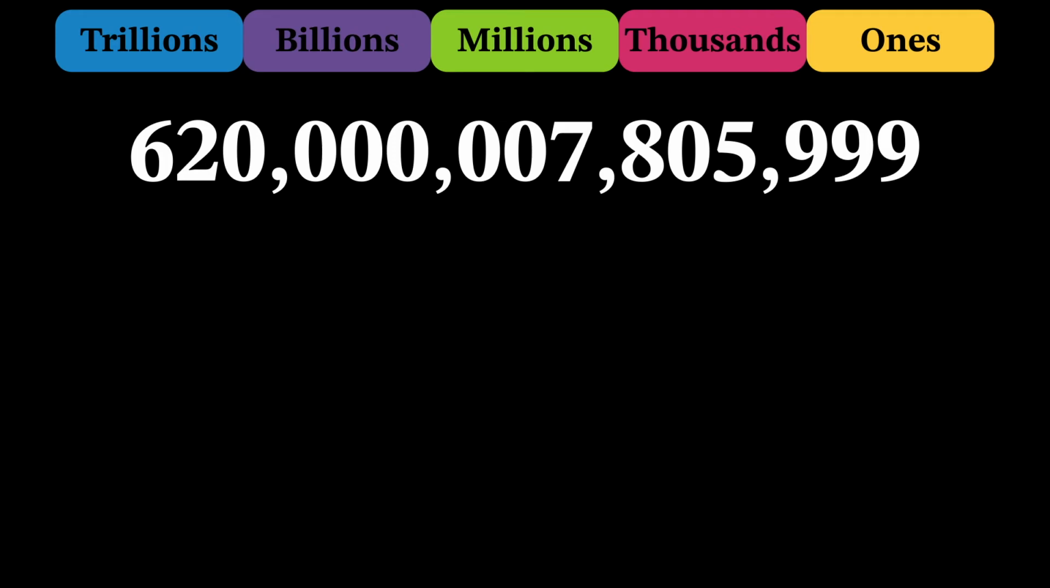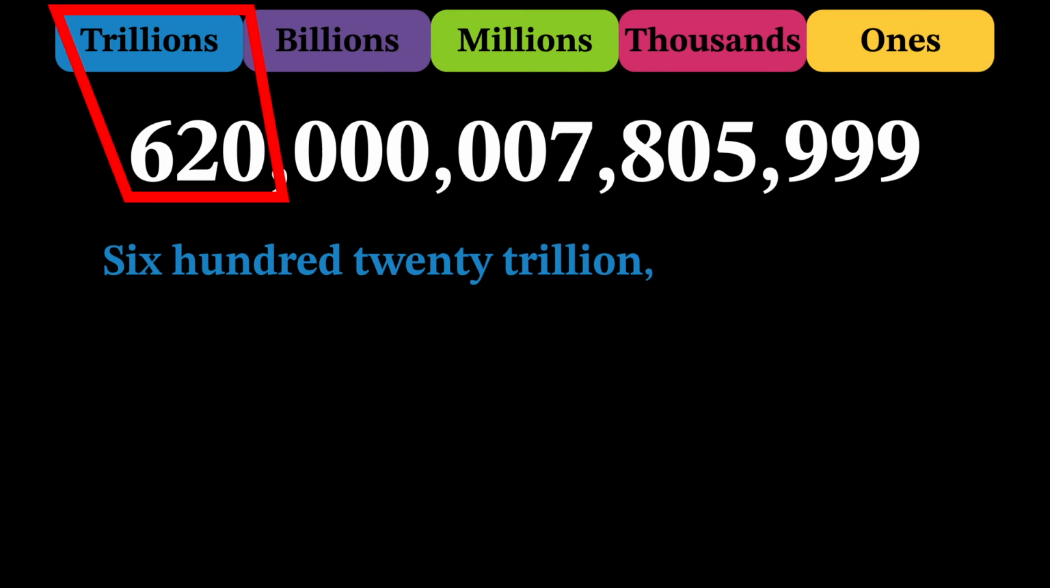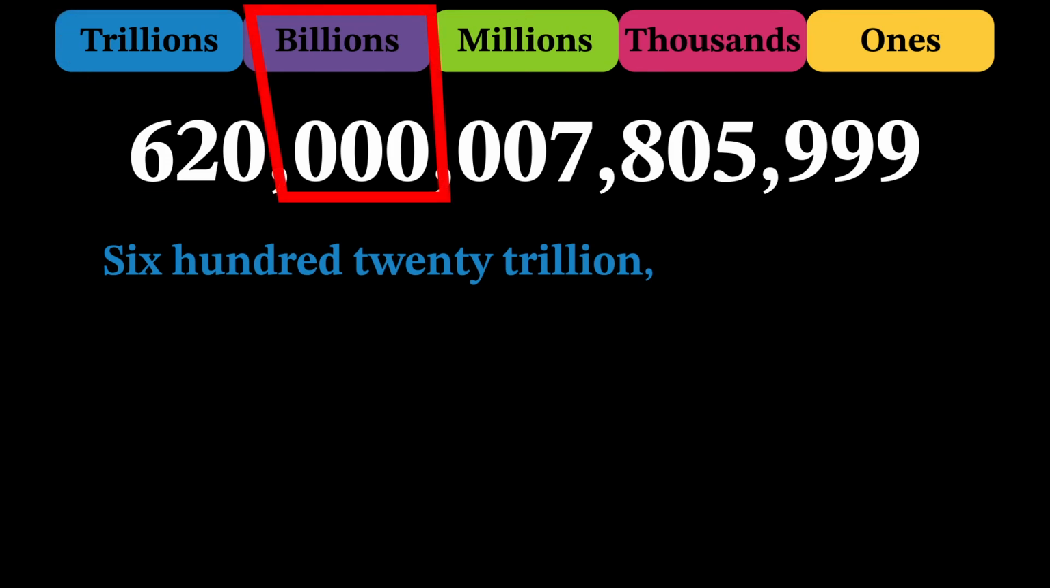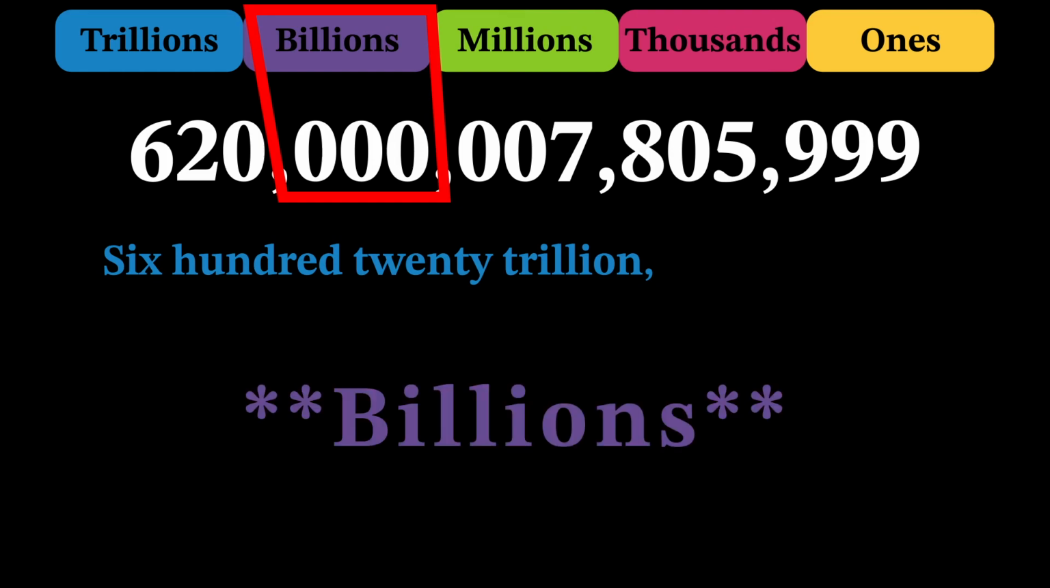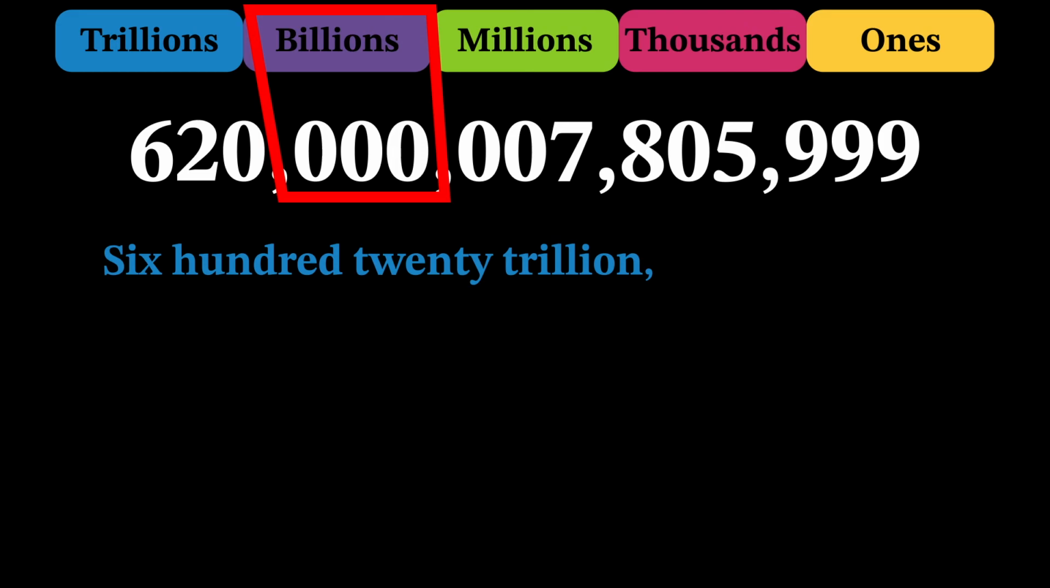And our final example is this ginormous number here. So let's find the largest period by starting with the ones. We have ones, thousands, millions, billions, and trillions. Now that we have identified the largest period as the trillions, we can see that there are 620 of them. We will write this as 620 trillion with a comma. Similar to a previous example, there are only the digits 0 in the millions period, which means there's nothing to name here, so we can move on to the next period.